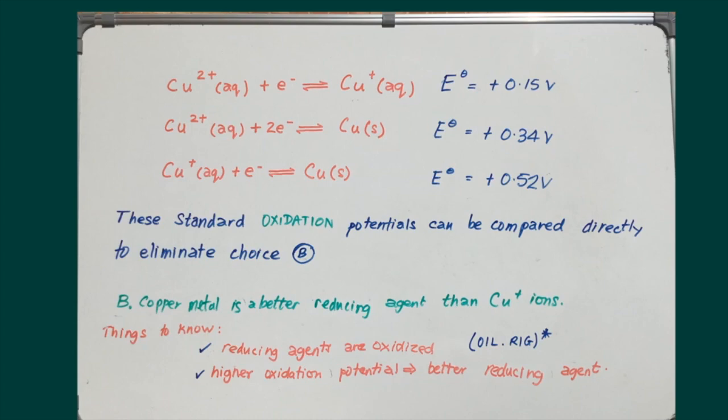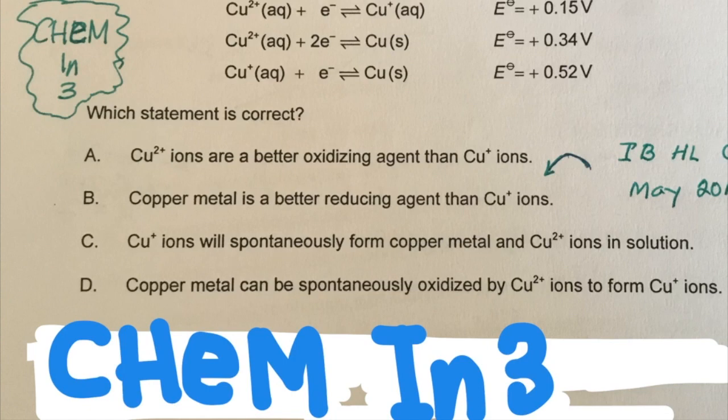Copper metal is going to have a value of negative 0.52, and Cu+ is going to have a value of negative 0.15. With this higher value of negative 0.15 when compared to negative 0.52, Cu+ is actually the better reducing agent. So that also eliminates this choice of B. Now we can return to the question, because we're down to C and D. And D says copper metal can be spontaneously oxidized by Cu2+ ions to form Cu+ ion.